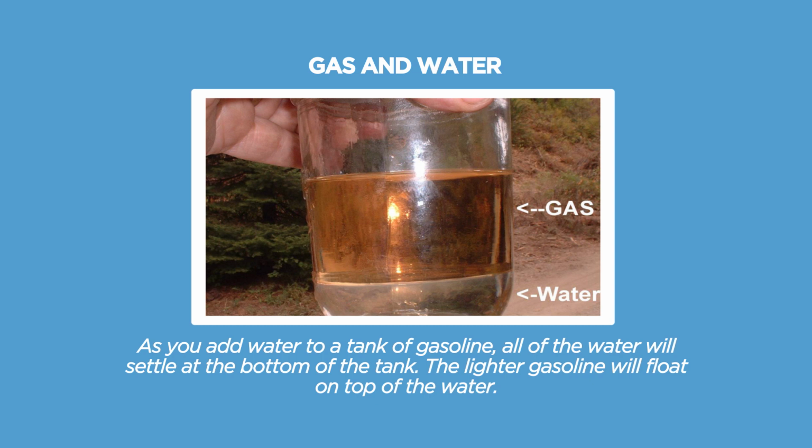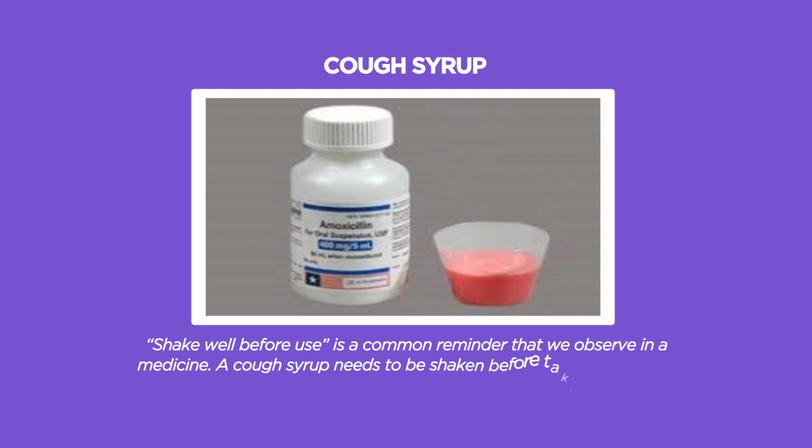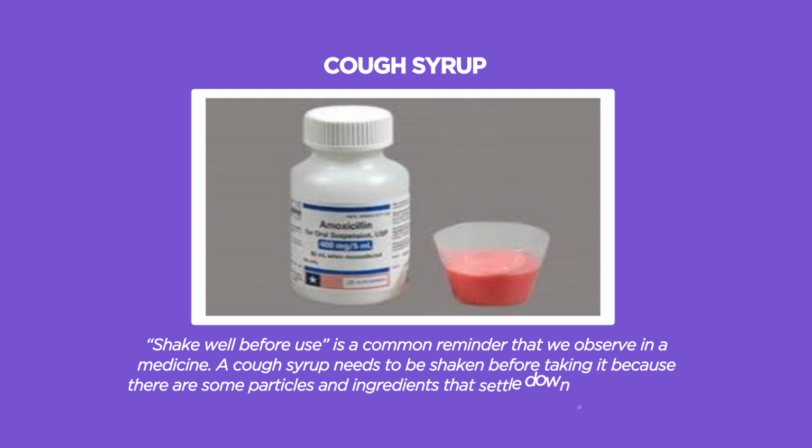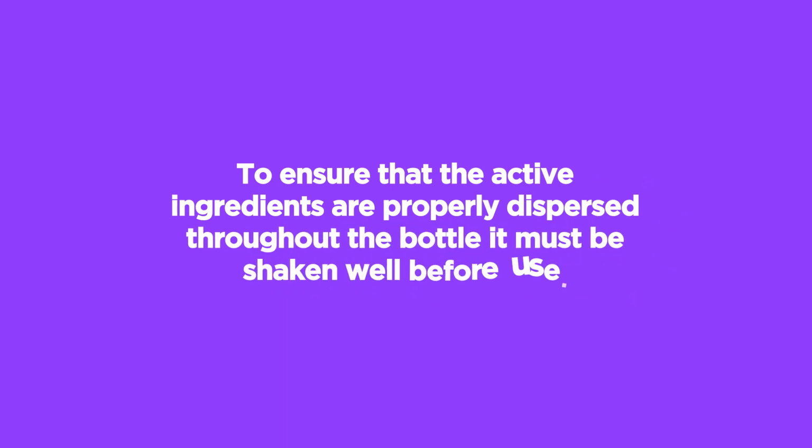Another example of suspension is a cough syrup. Shake well before use is a common reminder that we observe on a medicine. A cough syrup needs to be shaken before taking it because there are some particles and ingredients that settle down at the bottom. To ensure that the active ingredients are properly dispersed throughout the bottle, it must be shaken well before use. I am sure that you were able to take cough syrup already. Remember, kids, a cough syrup is a suspension.